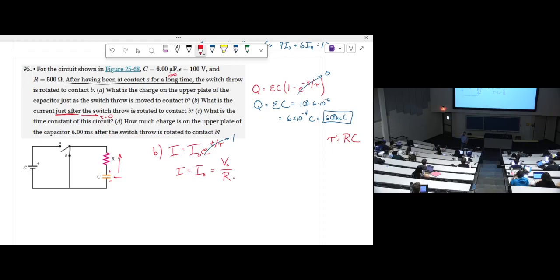Yes, Maggie. Yes, if there were multiple resistors, you would have to follow the rules of adding the resistors in series and parallel. Yes. Jacob? Say that again?